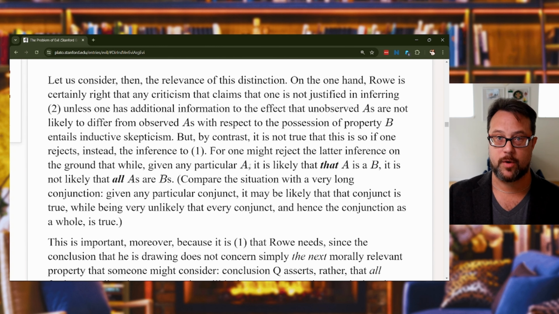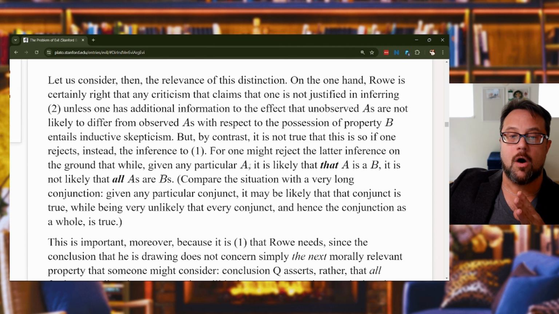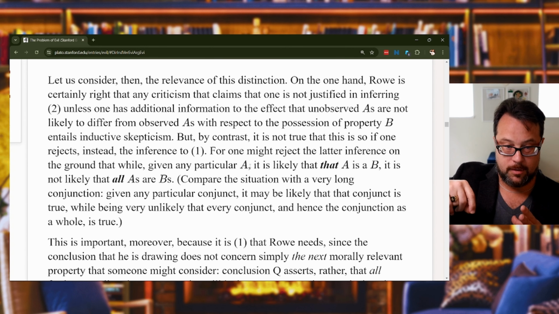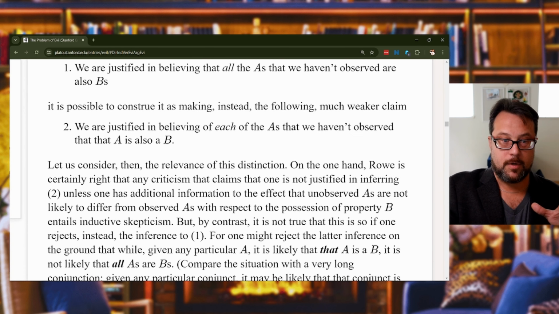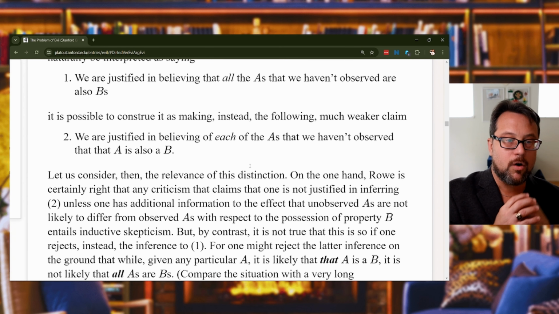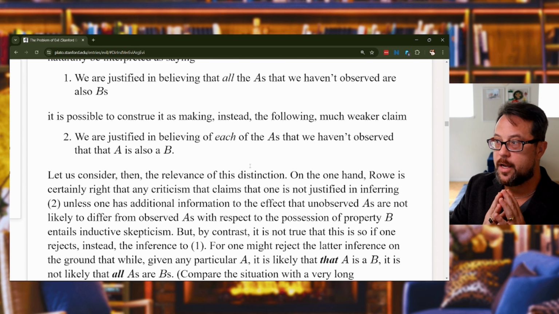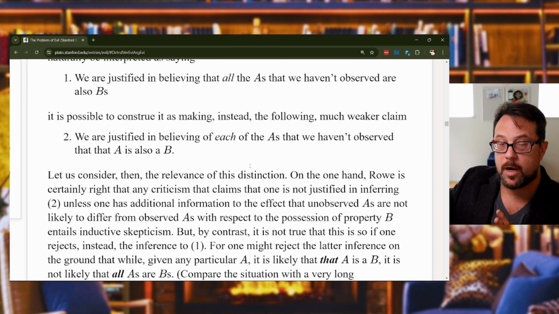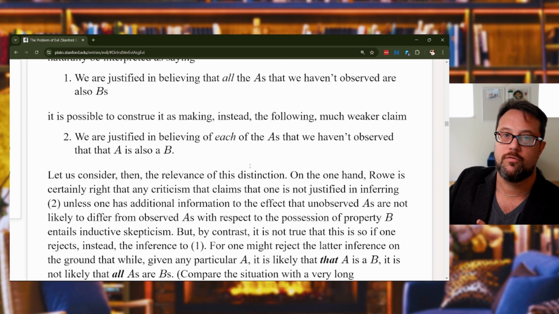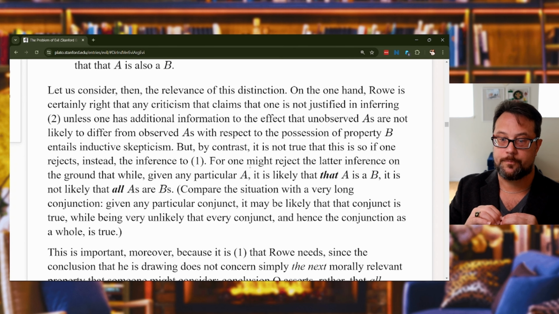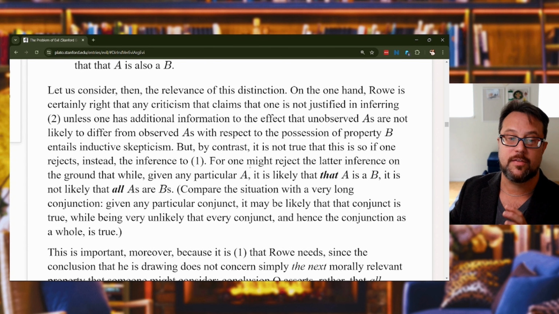So if this is the way of disambiguating what Rowe's saying, we can reject the latter inference: while given any particular A, it's likely that A is B, it's not likely that all A's are B's. So in terms of two, I can have a good reason to think that, given all the A's observed being B's, I can conclude that a particular A I haven't observed is also B. So we're not in inductive skepticism. I don't have to have a reason to make that move about particular A's I haven't observed. But if you're making a claim about all A's that you haven't observed, then it's not likely that all A's are B's.